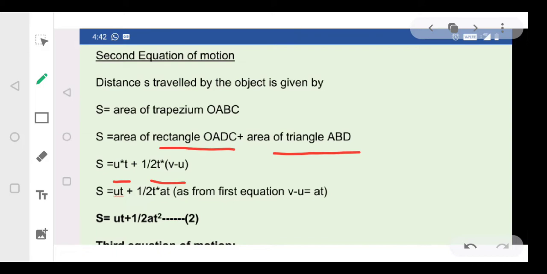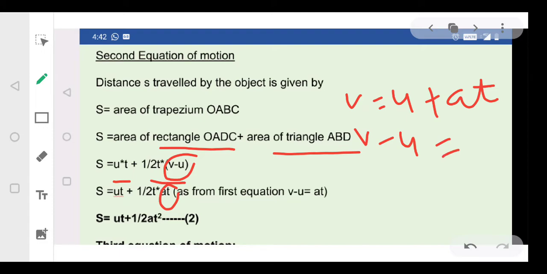So when we solve this thing, we will get s is equal to ut plus half t. Instead of v minus u, we have written here at. How come? v is equal to u plus at. This was our first equation of motion. So v minus u will be equal to at. So we have put, instead of v minus u, here at. So when we solve it, we will get s is equal to ut plus half at square.